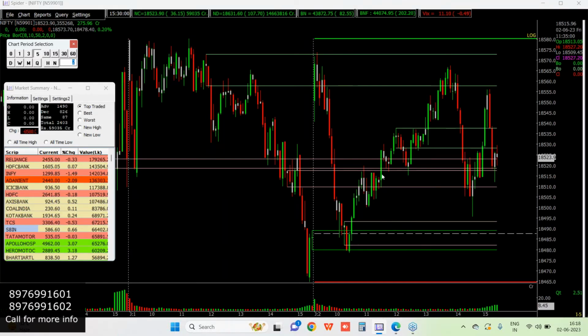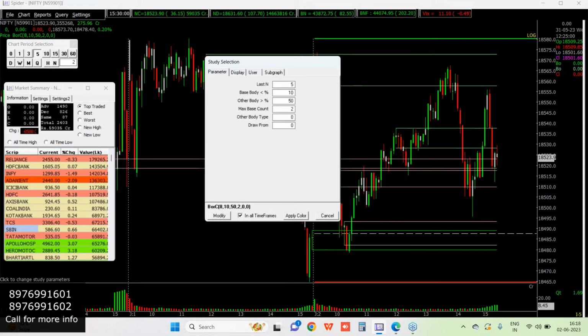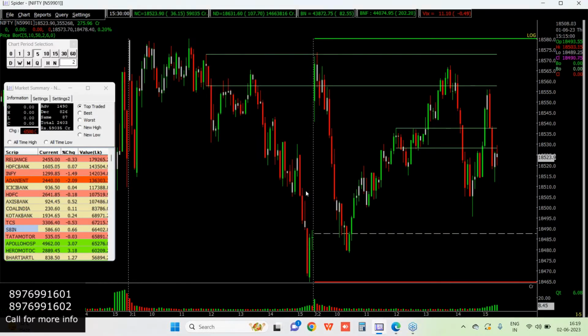But when you use the 5 minutes, I think you need more filter settings. So what you can do, you just go here, put 5 levels only, and in the base you can put 10, the other settings will be 50, and max count will be 2. And if you want the other body type, which means we are choosing any, but if you want the reversal one only, put it 6. That will help you get only the reversal one.